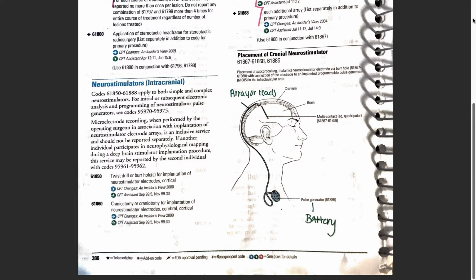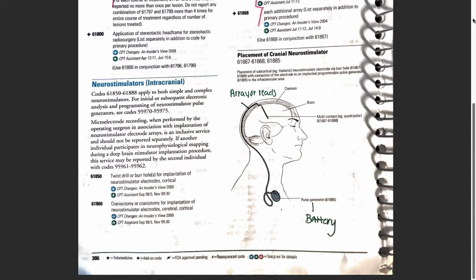Before we go into these codes, let's talk about what a neurostimulator is. A neurostimulator consists of a battery called the pulse generator, seen in this illustration on this page, and it also includes electrode arrays, sometimes called leads. Placement of a subcortical neurostimulator electrode via a burr hole with connection of the electrode to the implanted programmable pulse generator. The first code, 61850, is twist, drill, or burr holes for implantation of neurostimulator electrodes.